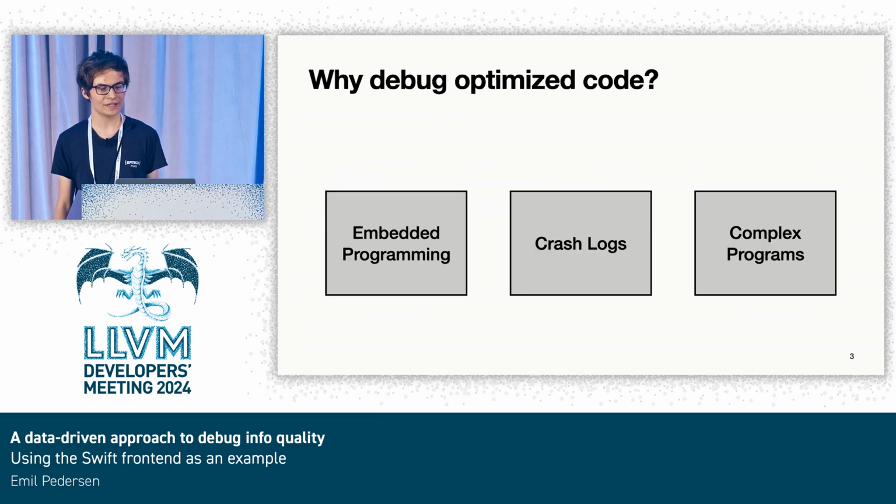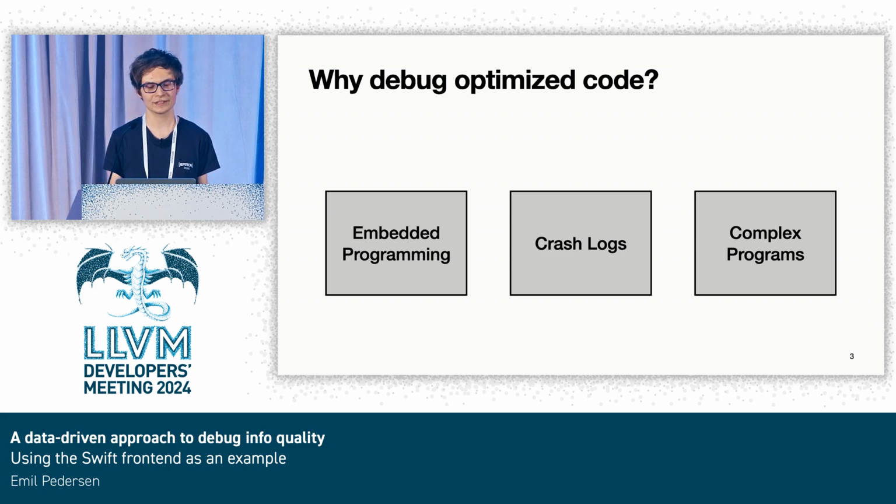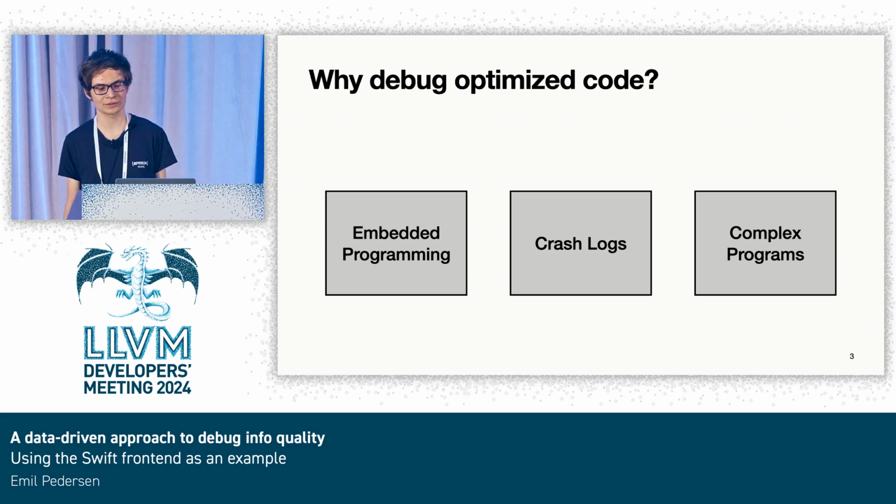So first, why debug optimized code? There are three reasons I can think of. The first is embedded programming. We want to stop using unsafe languages like C in those areas. But unoptimized code is often too big for optimized targets. So we have to use optimized builds even when debugging.